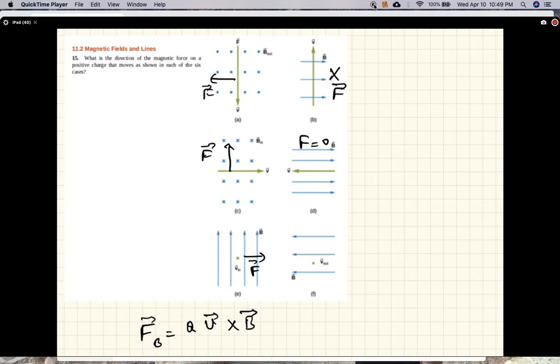All right, the last one. V is coming out of the plane of the paper. B is to the left. And so if you turn a screw from V to B, the screw would move down. Okay, so that's the direction of the force. All right, so now we've figured out the direction of all the forces in all cases, and that ends this problem.